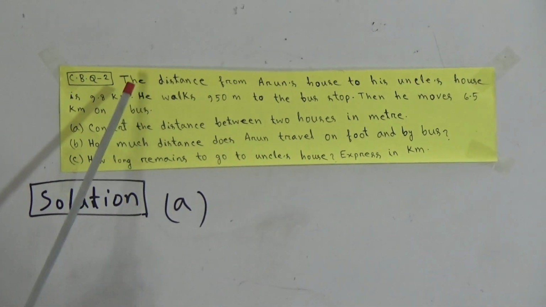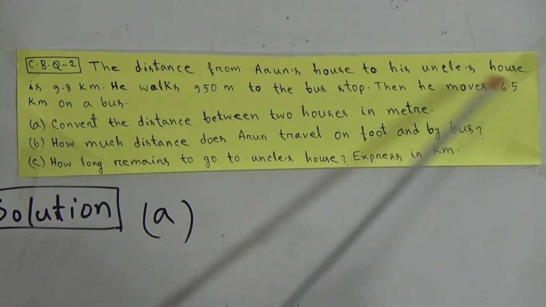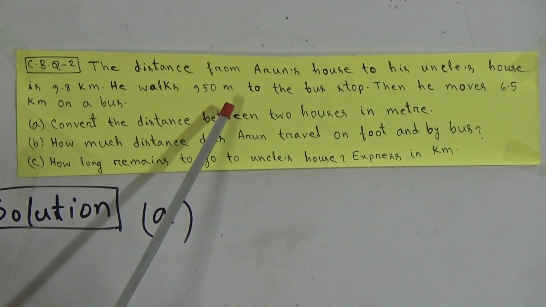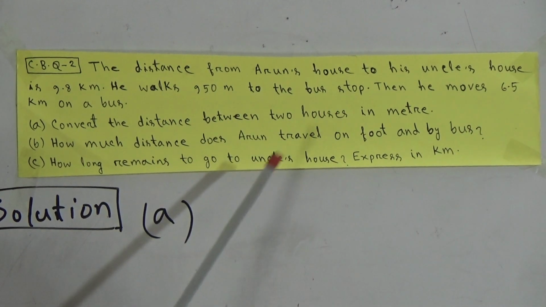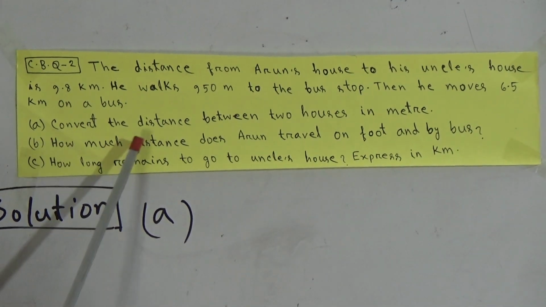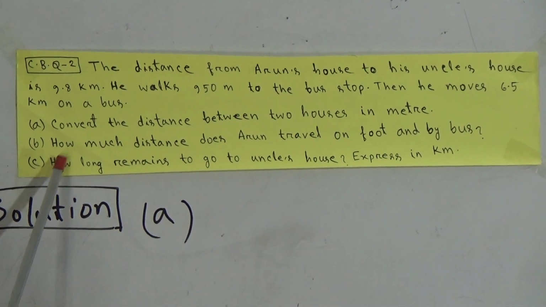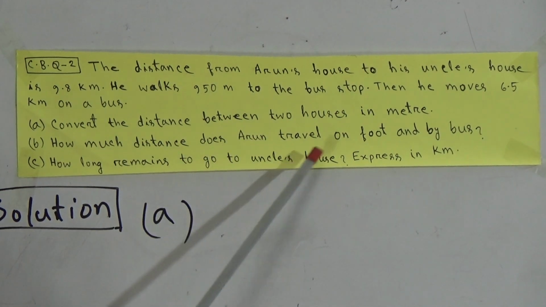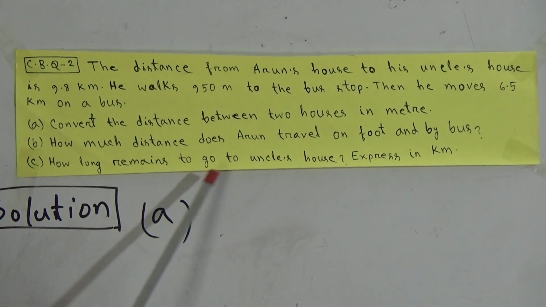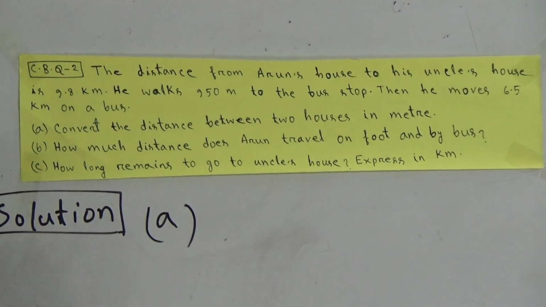Here the question is, the distance from Arun's house to his uncle's house is 9.8 kilometer. He walks 950 meter to the bus stop. Then he moves 6.5 kilometer on a bus. A number question, convert the distance between two houses in meter. B number question, how much distance does Arun travel on foot and by bus? And C number question, how long remains to go to uncle's house? Express in kilometer. Okay, now we'll solve.